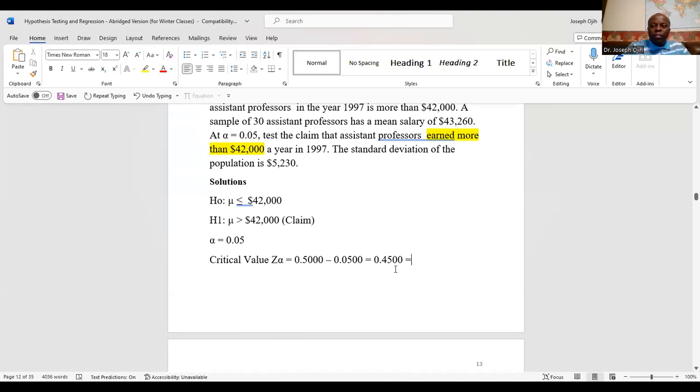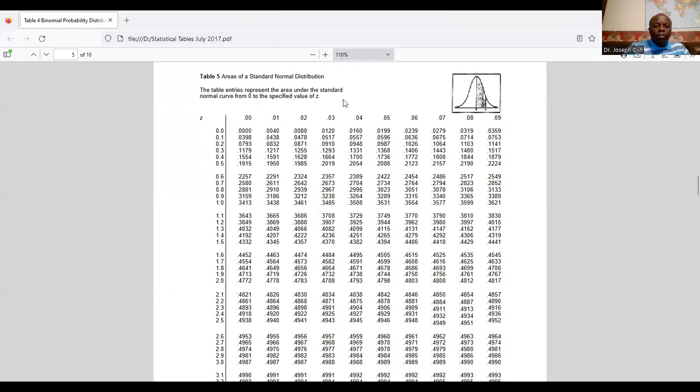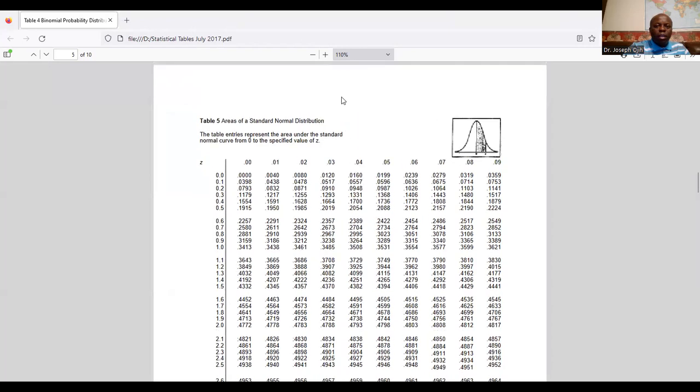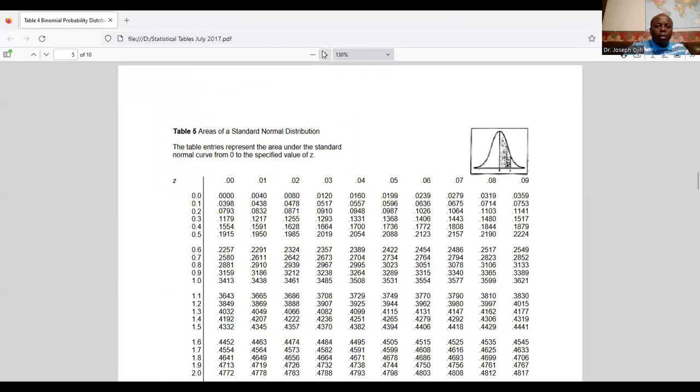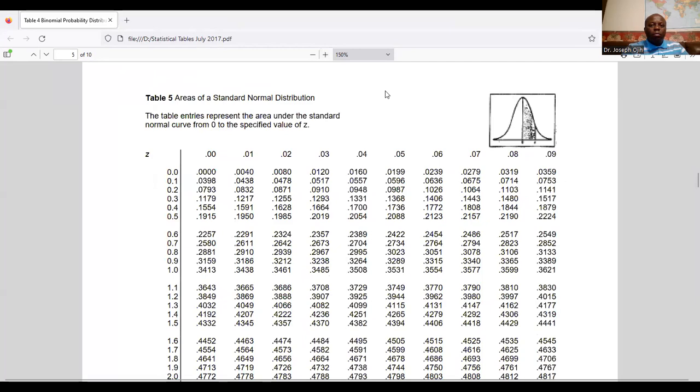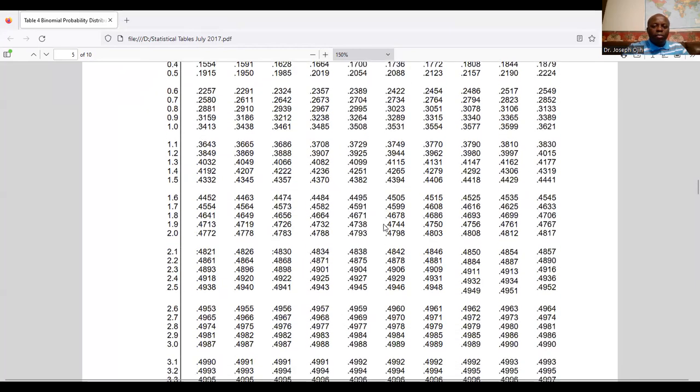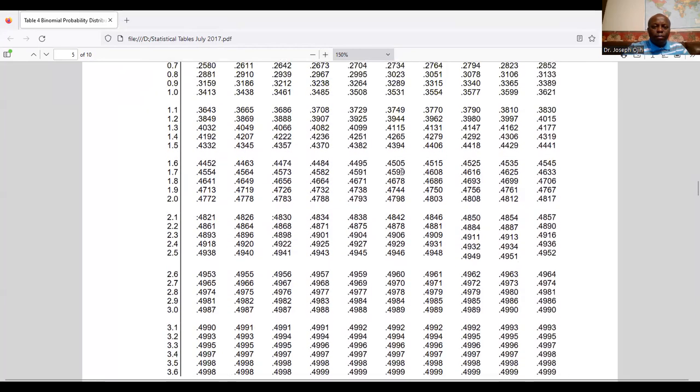The critical value we'll find on the table. We go and look for the value that corresponds to 0.45. So let's go and look for that value on the table of normal distribution. This is 0.45. You look inside the table. Let me make the table a little bit bigger. Okay, good. Now we look for 0.4500. You have 2 of them, 0.4495 and 0.4505. These are the closest.